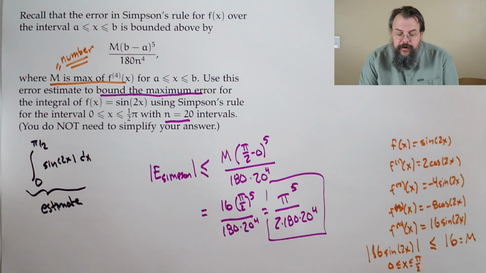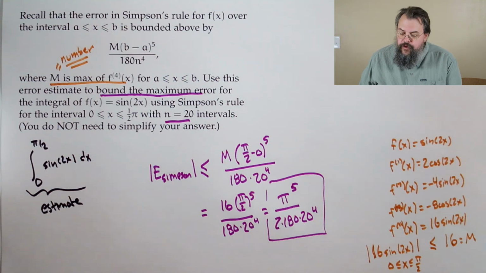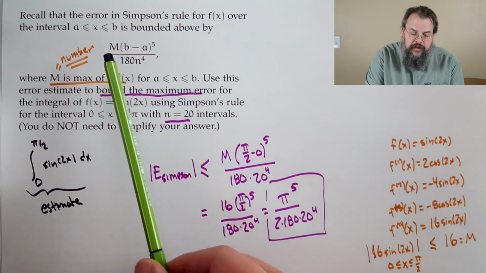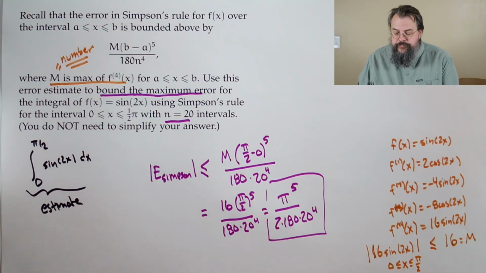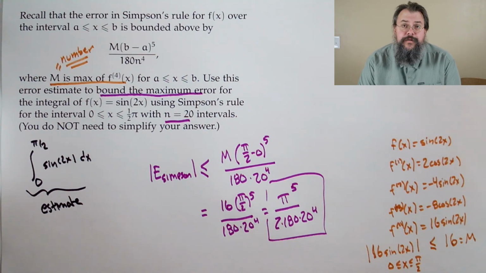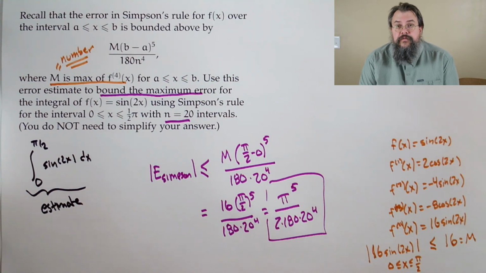Most of the work in error analysis is trying to get a good handle on this quantity, where you bound some derivative. You can imagine all sorts of questions where it says, what can you say about the bound for M, or find the bound for M, and then everything else is what it is. And there you go.